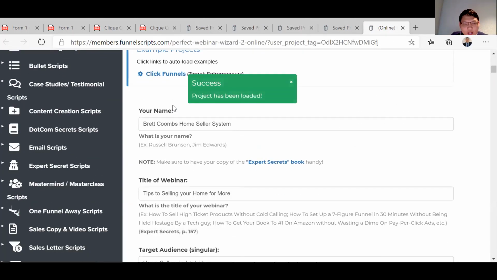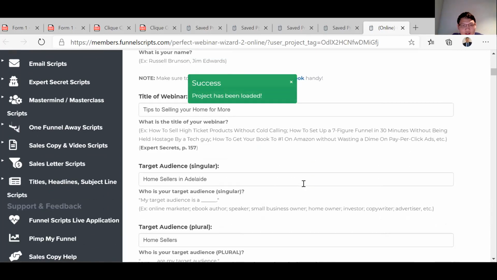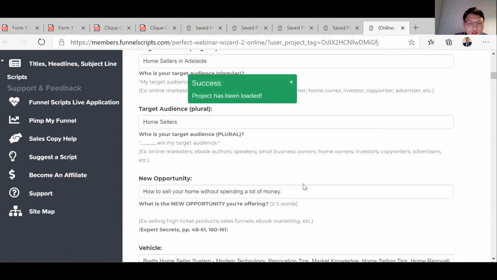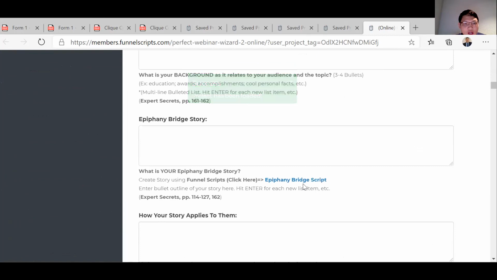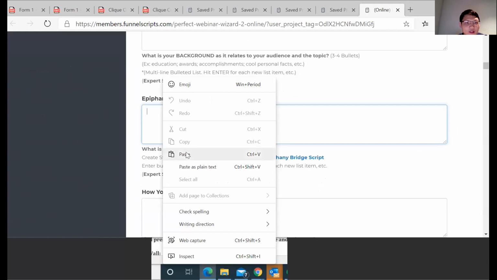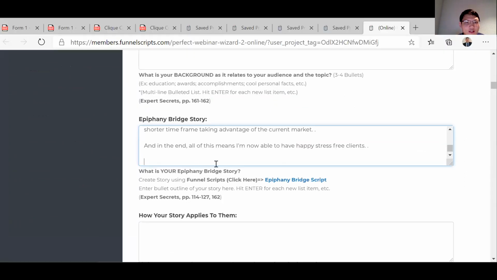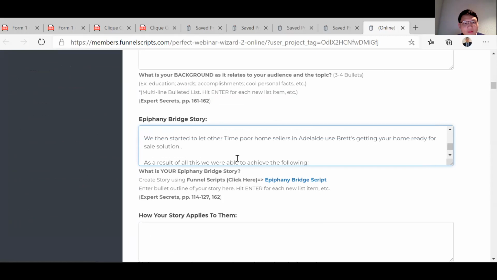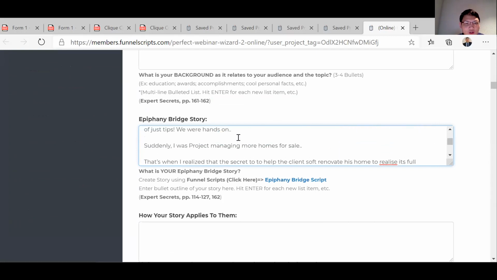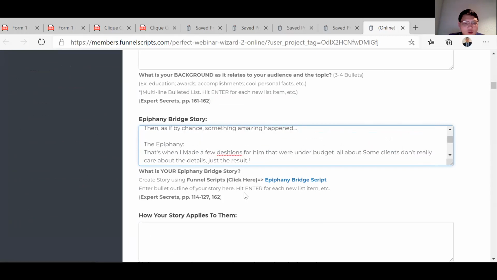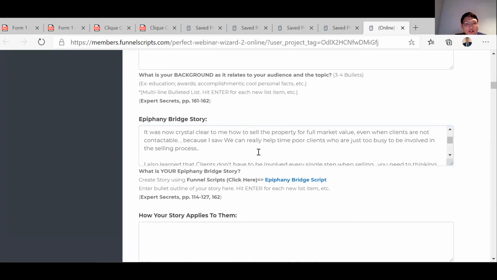So, okay, we are up to the question. Scroll down. Okay, a personal bridge, you basically just copy the story and put it here, but you may just leave a note here. No, you just leave a note. Yeah, pretty much that's all. And then you just scroll, then answer the question, how your story applies to them.